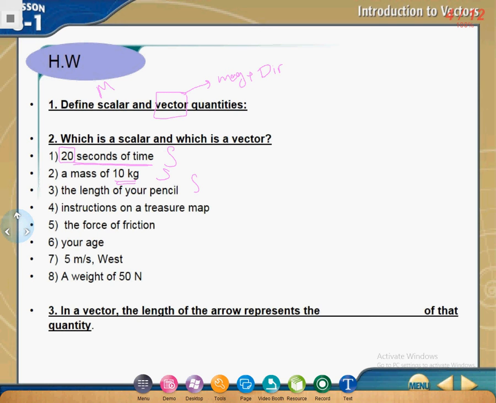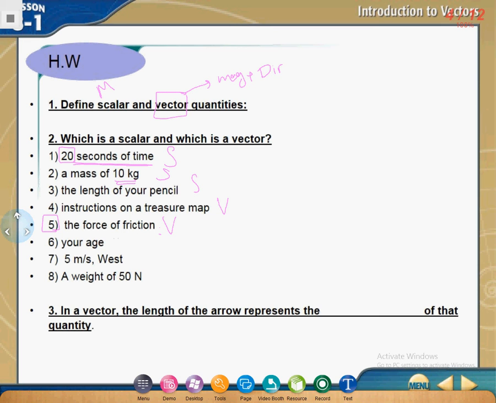Instructions of a treasure map. Okay, this is fun now. Usually, they will tell you to go left, right, east, west, north, south, with how many meters, how many kilometers you have to move. This means we have a direction here, so this is a vector. The force of friction, this you took in physics. I will write it for you, vector, and I want you to go back to your physics teacher to ask her about that.